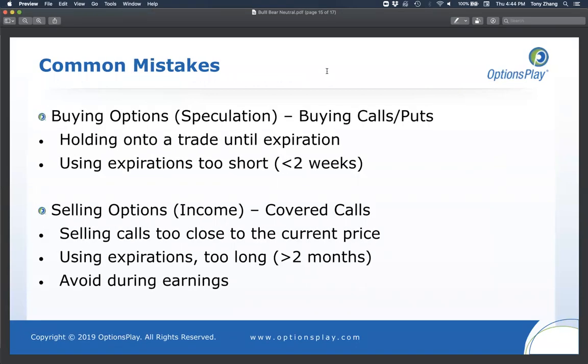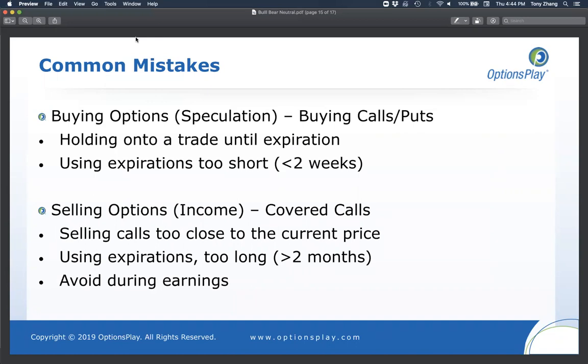So lastly, let's talk about some of the common mistakes that some users make when they're trading options as beginners, to hopefully help you avoid making some of the similar mistakes. So first, let's talk about buying options. This is referring to buying calls and puts.